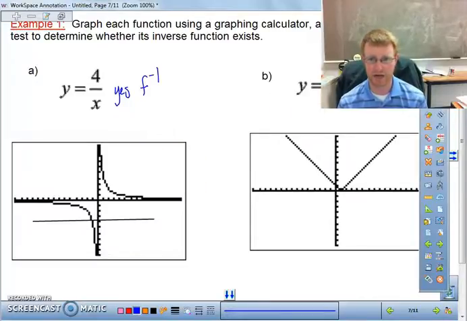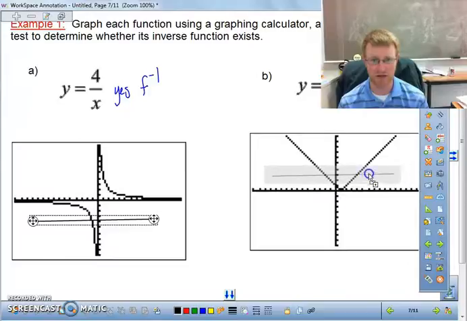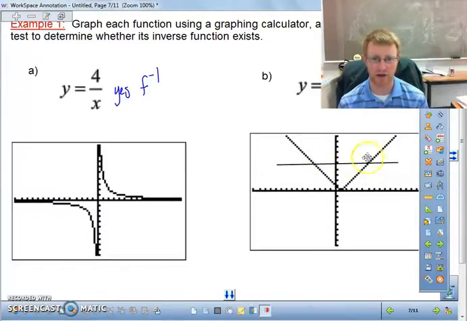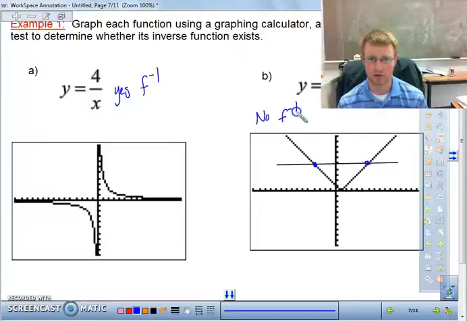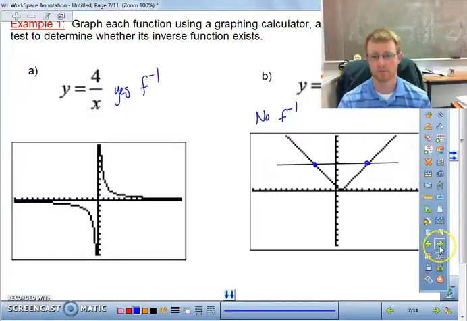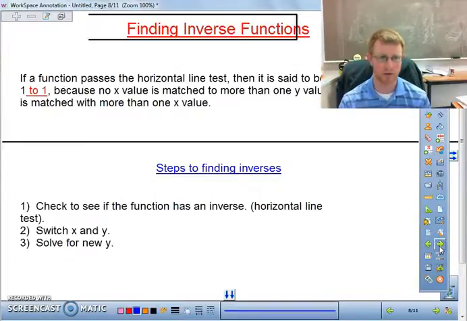Okay, we do the same thing with the one on the right. We have an absolute value function, and again, right away you see that that horizontal line goes through two different points at a lot of different spots on the graph. So for this one, we'd say no inverse function. So that's how you determine graphically whether you have an inverse function.